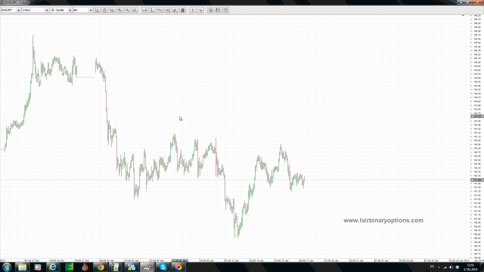Hello guys, fairbinaryoptions.com here, and we are looking at the Euro and Japanese yen 1 hour chart. The reason for that, of course, is a pattern that everybody is looking at, and this pattern is an inverse head and shoulder. Now, it is an inverse head and shoulder, and how to treat such a pattern?